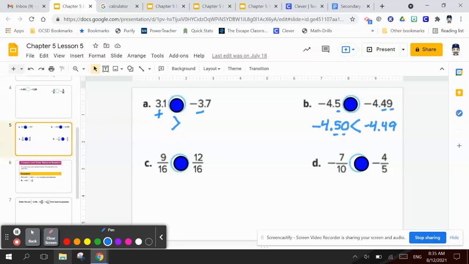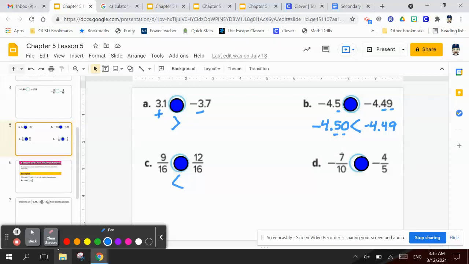Letter C, 9 sixteenths and 12 sixteenths. So here our denominators are the same. So when denominators are the same, we compare the numerator. 9 and 12. Well, I know that 9 is less than 12, so 9 sixteenths is less than 12 sixteenths because 9 is less than 12.